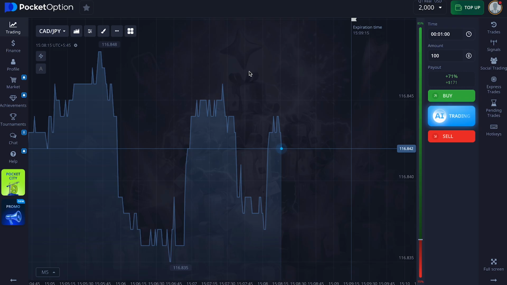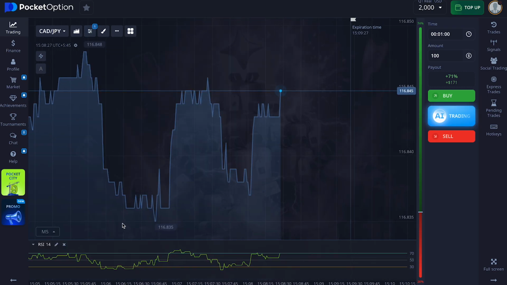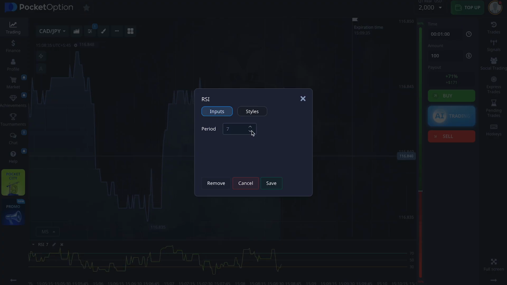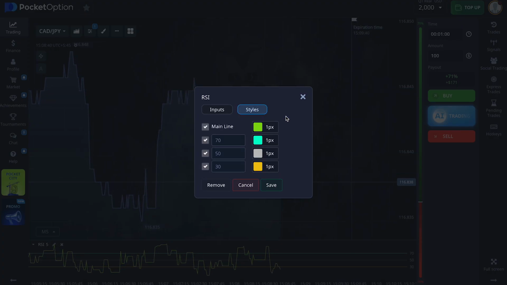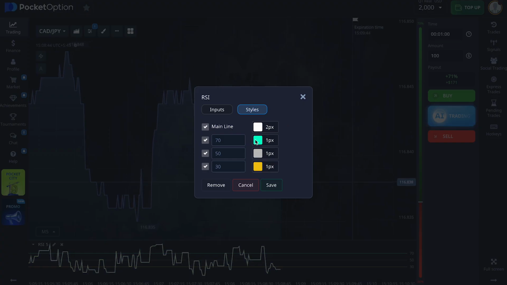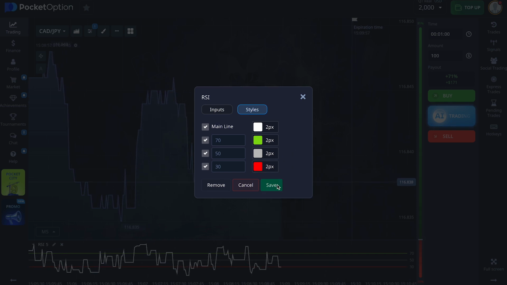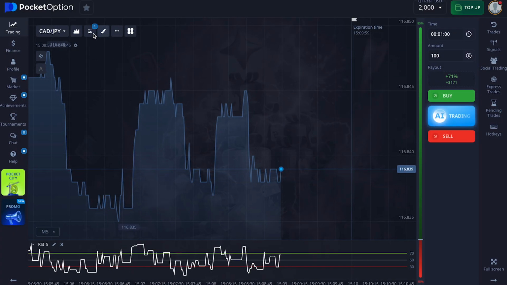Okay, at first let's enable the indicators. The first indicator is RSI, and now let's set the period 5 and let's make the main line white with 2 pixel and another should be green. Let's make it gray with 2 pixel and the last one is red with 2 pixel. Okay, that's all, and let's save it.